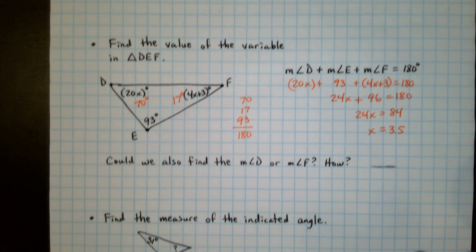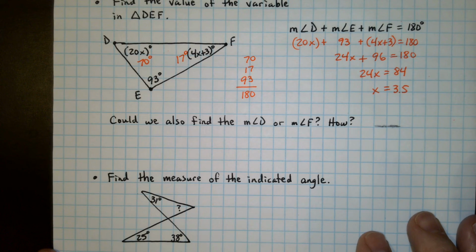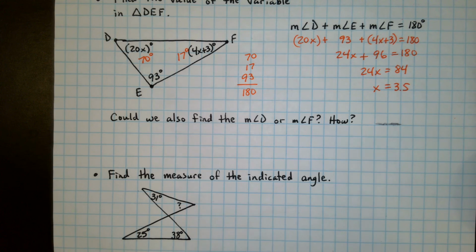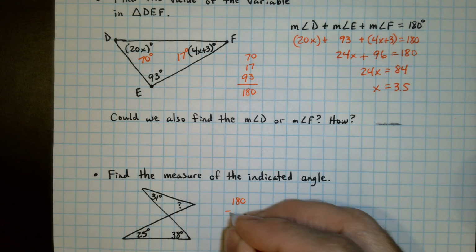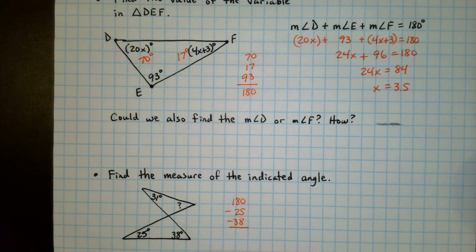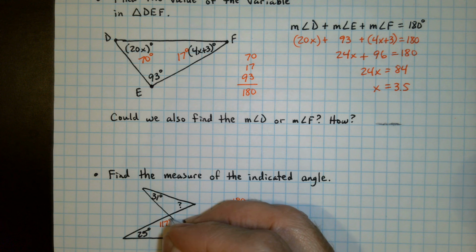Finally, we have one that's a little more involved because there are two separate triangles, but we can take what we know about the sum being 180 and we can find a place to start, like here at this triangle. We know two of the values, and we can use that to find the third. So 180 minus 25 minus 38 is going to give us 117 degrees, and that's going to go here.